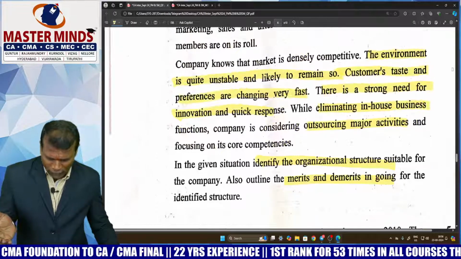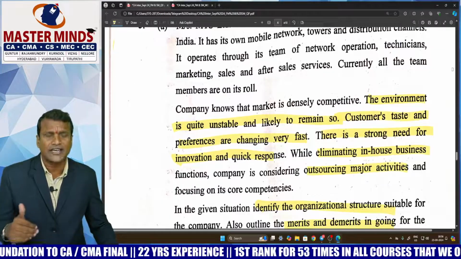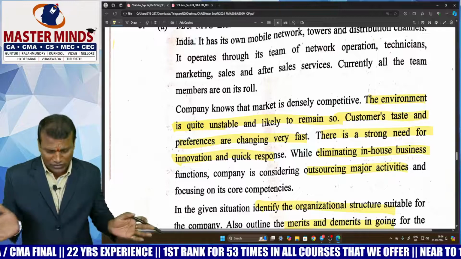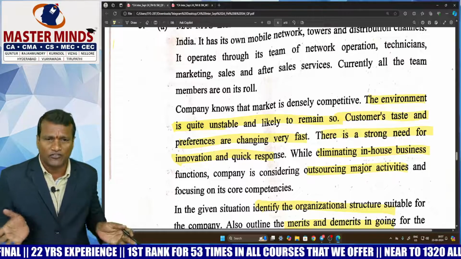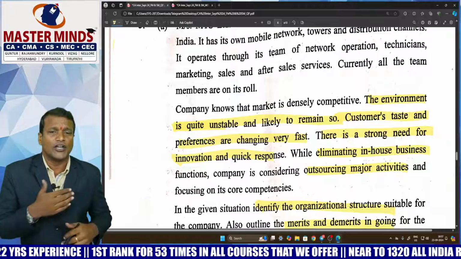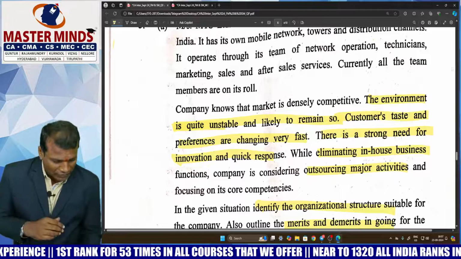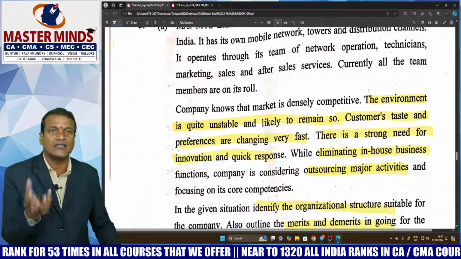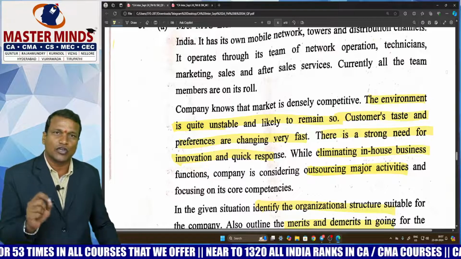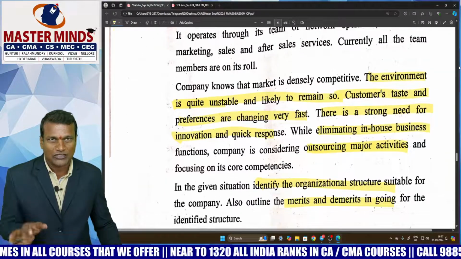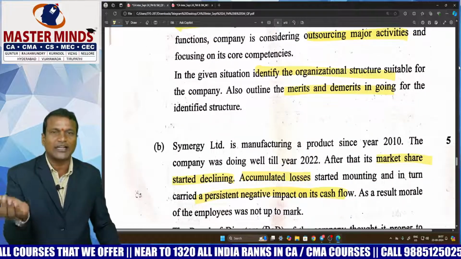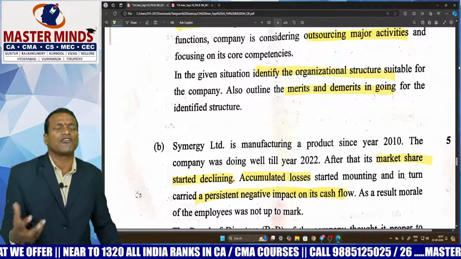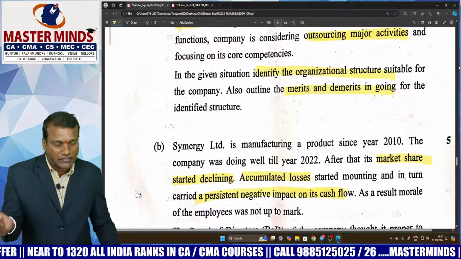Now very quickly look at some of the keywords present in the second paragraph. Environment is quite unstable and likely to remain so. Customer tastes and preferences are changing very fast. There is a very strong need for innovative product launch. Means you have to eliminate some in-house activities and you have decided to outsource the majority of the activities. These keywords give a clue to the students that he is talking directly about network structure. It's from chapter 5. He is asking to identify the organized structure and write some of the merits and demerits. We have framed some funny acronyms also to remember all the demerits of this structure.